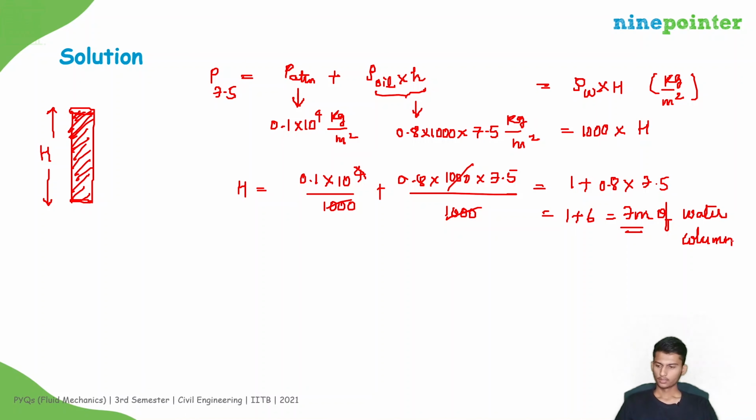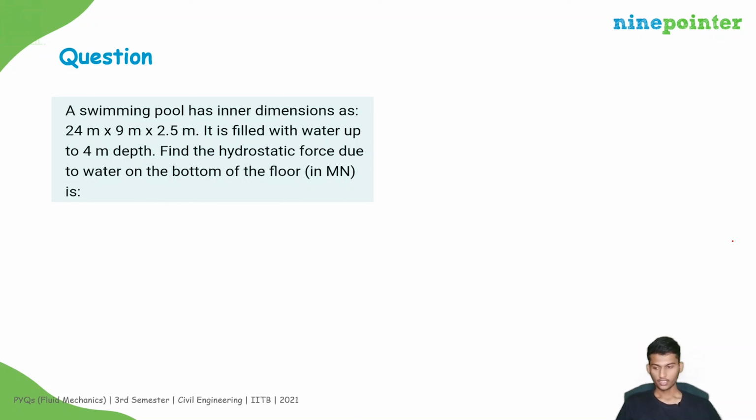Okay. So now let us move to the next question. This is the next question. A swimming pool has inner dimensions as 24 meters into 9 meters into 2.5 meters. It is filled with water up to 4-meter depth. Find the hydrostatic force due to the water on the bottom of the floor.